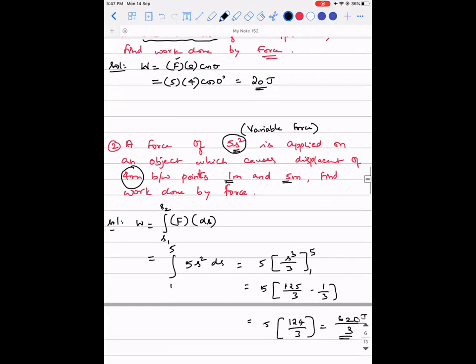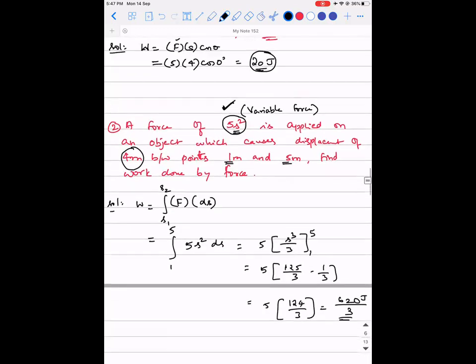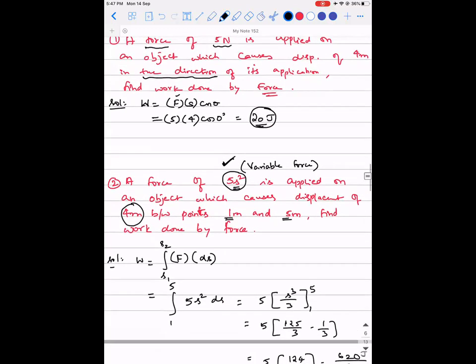When I say 5 S square, what is happening? Tell me one thing, on a comparative basis, 20 and 620 by 3, which one is a bigger number? 620 by 3. Obviously 620 by 3 is a bigger number, right? So since it's a bigger number, can I conclude that the work done in the second case is more? Work done by the variable force is more because what is happening to the force as you keep displacing? It will increase.